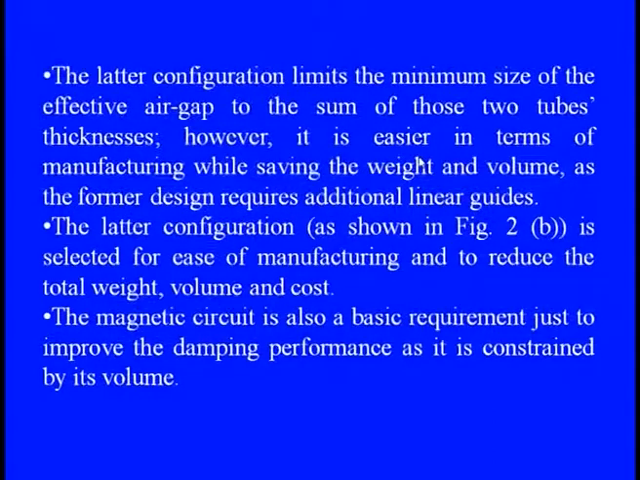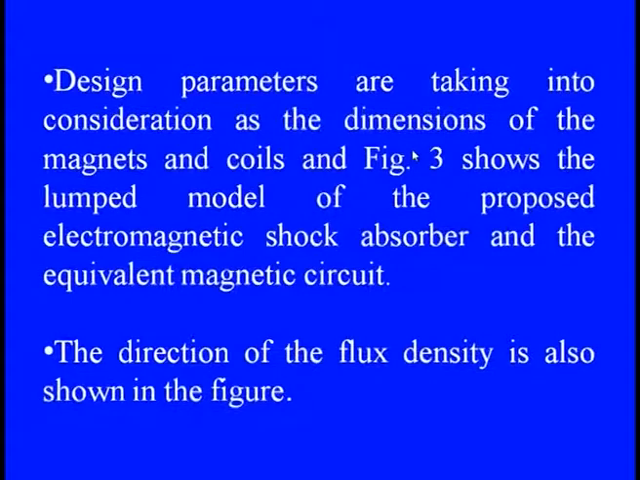The magnetic circuit is also one of the basic requirements. We need to improve the damping performance with less volume, so that there are not many losses because of the gap itself. When we talk about the design parameters, we need to consider the dimensions of the magnets and the coils, and then we can show this especially in the lumped model, because ultimately we need to use this as the damper. So we can simply show the lumped model of the proposed electromagnetic shock absorber and what equivalent magnetic circuit is required.